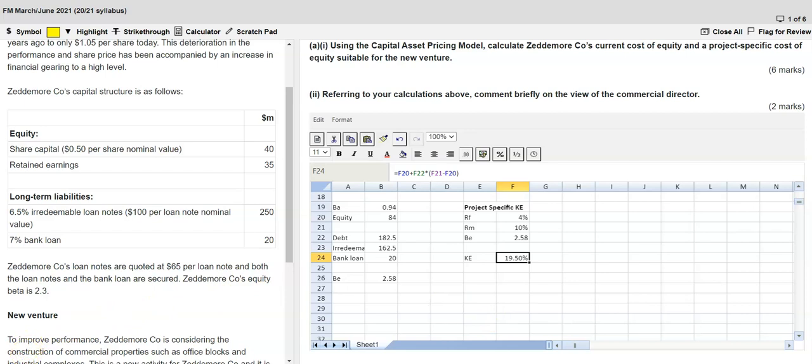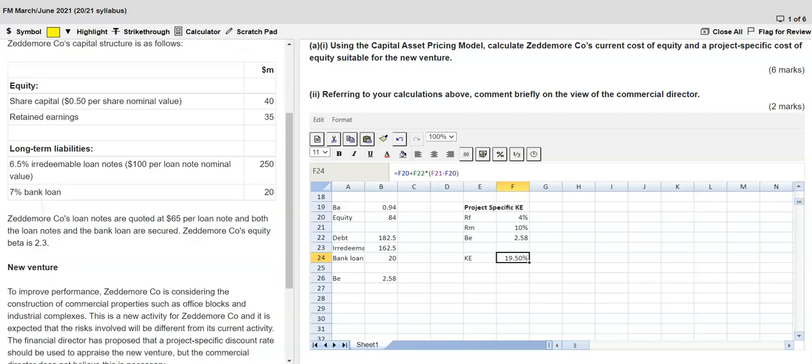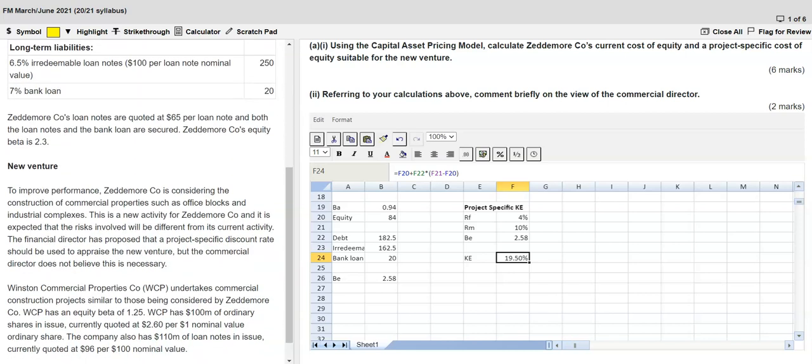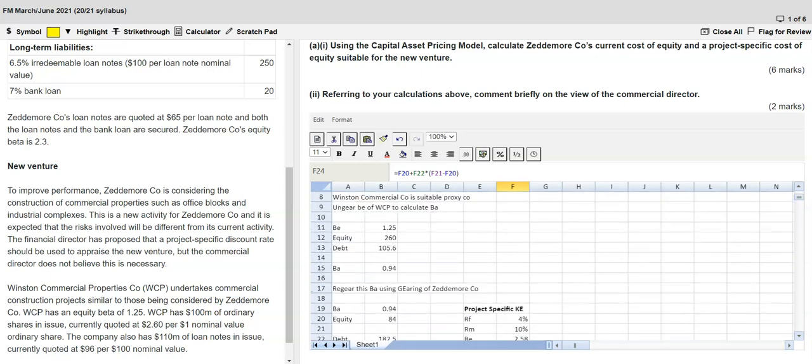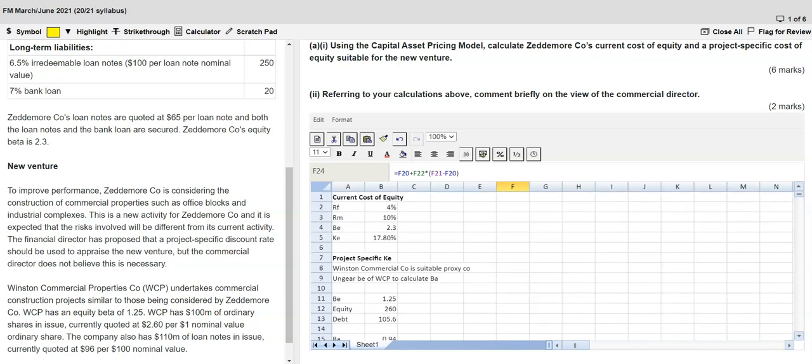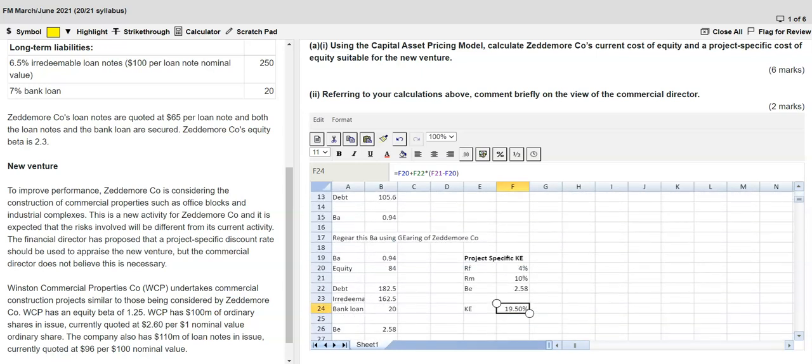Now let's discuss its second part. Referring to your calculation above, comment briefly on the view of the commercial director. Remember, financial director was saying that company should use the project specific discount rate. However, commercial director was saying that there will be no difference, use any rate. So commercial director is wrong in its assessment. How? Current cost of equity is 17.8%. Project specific cost of equity is 19.5%. This 19.5% is reflecting the risk of the new project. That means new project is risky. That's why cost of equity is higher.